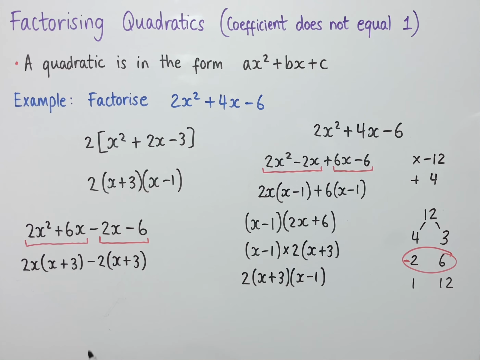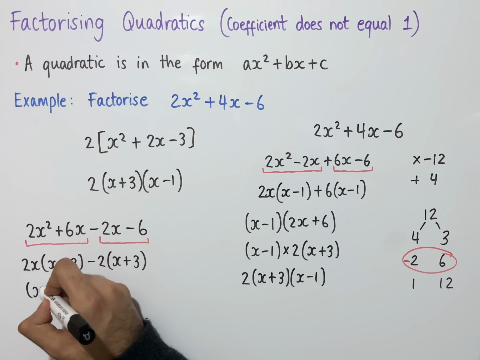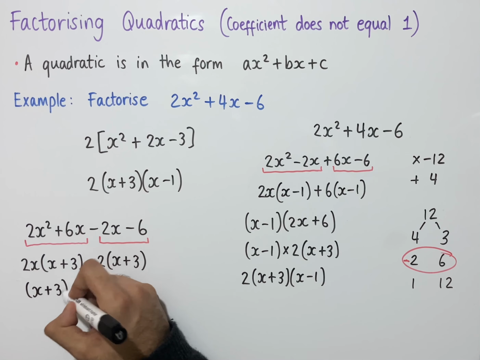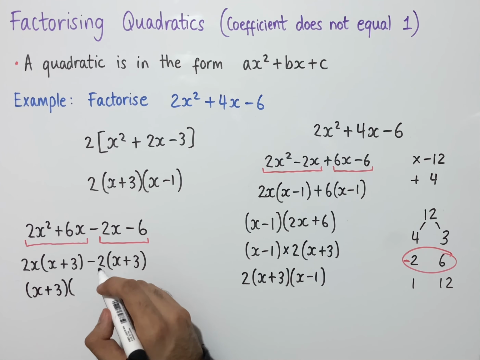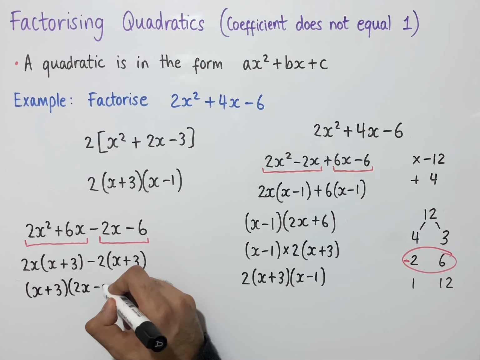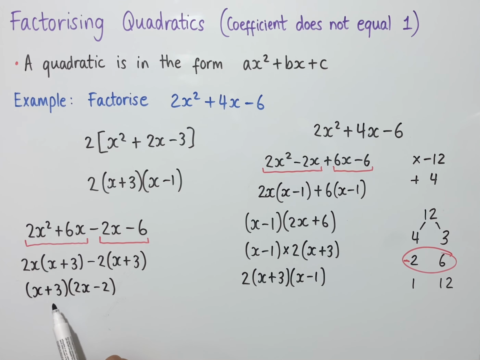The key thing, remember, is that the terms within the bracket for both of these brackets must be the same so that we can factorize in the next step. And so that's why we took out the minus 2 and not plus 2. We can now factorize the two terms that we have here. Both of them have x plus 3 in common. So we have x plus 3 in brackets. And our second bracket is 2x minus 2. And so we now have factorized 2x squared plus 4x minus 6 to get x plus 3 brackets 2x minus 2.